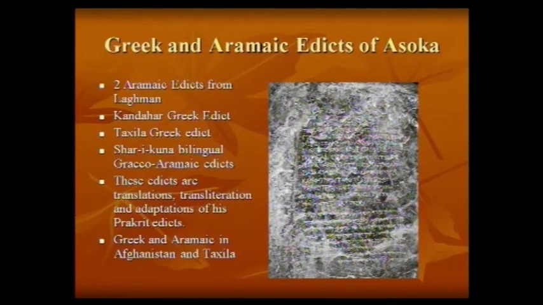But in the northwestern borderland of the subcontinent, starting from, say, Taxila region, now in Pakistan, to several parts of Afghanistan, Asoka issued inscriptions in 2 non-Indian languages and scripts. These languages and scripts are Greek and Aramaic. Aramaic is a Semitic West Asiatic language and script.